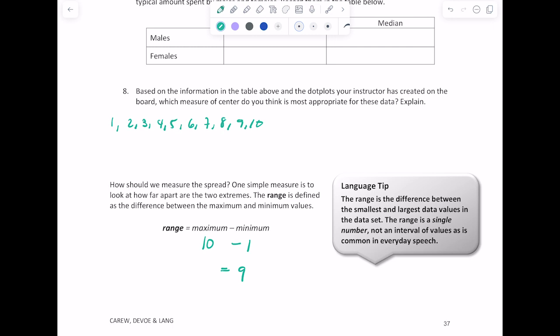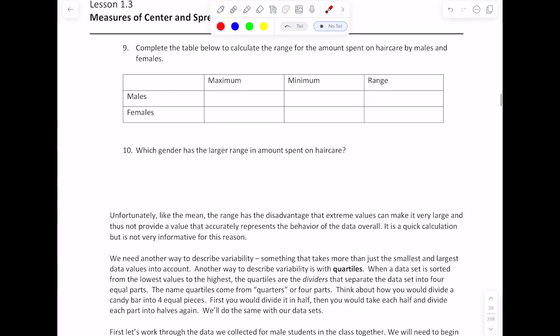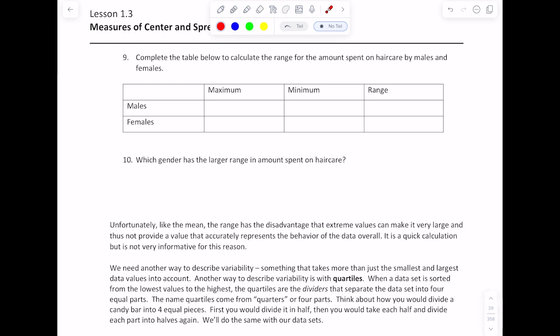But the range doesn't really tell us what's going on in between the 10 and the 1. I just know that it's spread out, it's 9, which is not a large number, but unless you actually have the data to look at, you don't know that all the values are 1 away from each other. So that's where some other measures of spread come in.